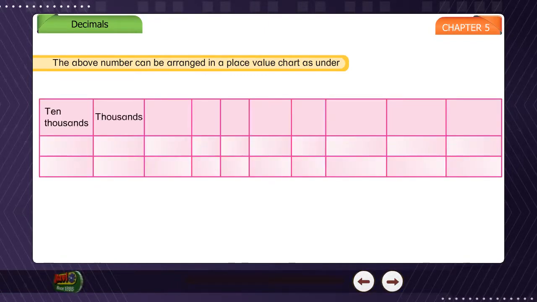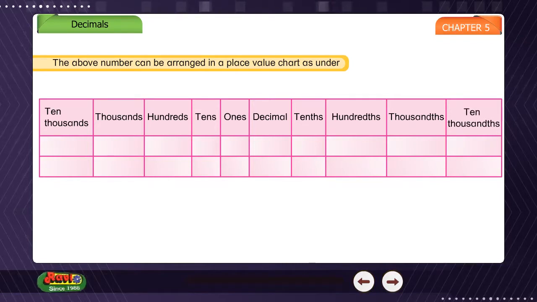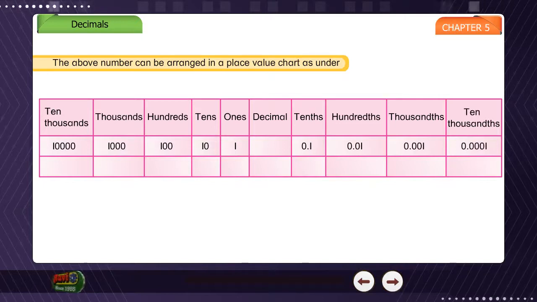Ten thousands, thousands, hundreds, tens, ones, decimal point, tenths, hundredths, thousandths, ten-thousandths. 10,000, 1,000, 100, 10, 1, 0.1, 0.01, 0.001, 0.0001. The digits are 3, 7, 8, 4, 8, 1, 3, 6.